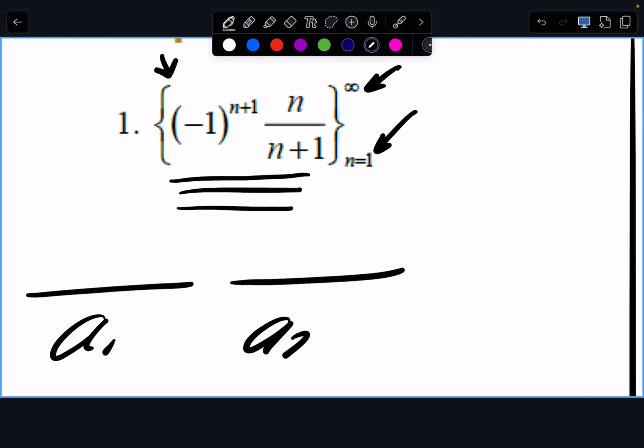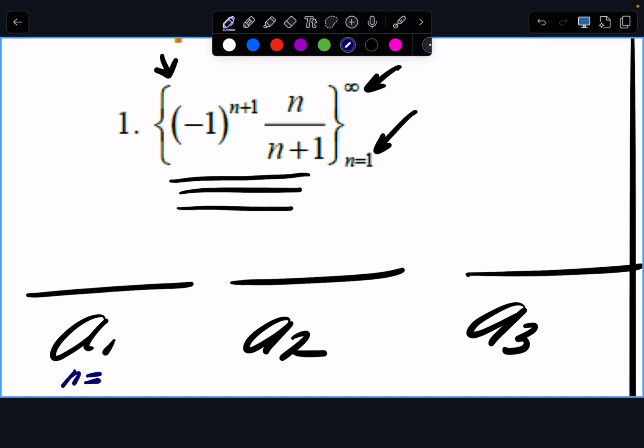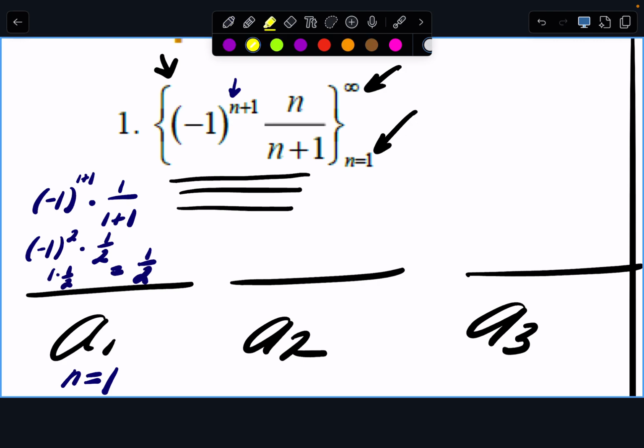So label it a sub 1, a sub 2, a sub 3. This is a direct formula where we're going to plug it in. So what does n equal right here? 1. So let's plug in 1. Anywhere there's an n, I'm putting what n is. In this case, it's 1. So we're going to go negative 1 raised to the 1 plus 1, then there's a times sign, 1 divided by 1 plus 1. So isn't that negative 1 squared times 1/2? Negative 1 squared is 1. So we have 1 times 1/2, which is 1/2. So our first term came out to be 1/2.